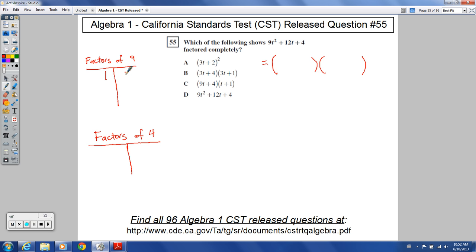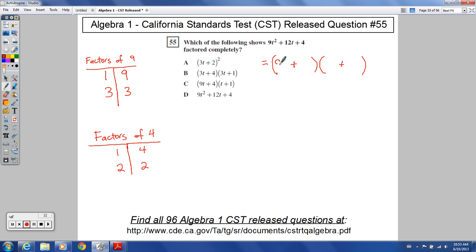So we know 1 times 9 would give you 9, the 9t squared part, and we know 3 times 3 would also give you 9. So we can try different combinations of these factors. It looks like everything's positive, so I shouldn't have to deal with any negatives. We have here 1 and 4 and 2 and 2. Now we could flip-flop the 1 and the 9 here and here, or put the 9 and the 1 here and here. Let's try the 9t and t combination first.